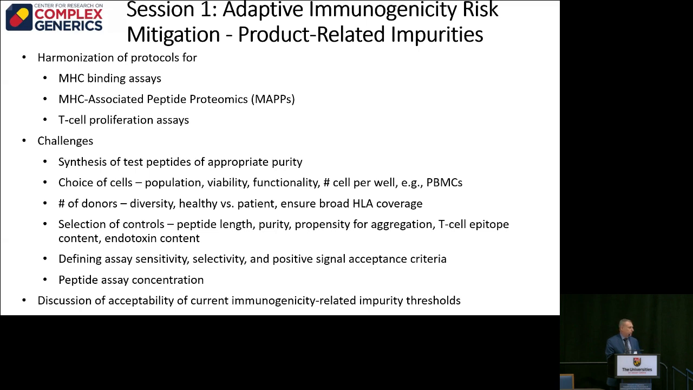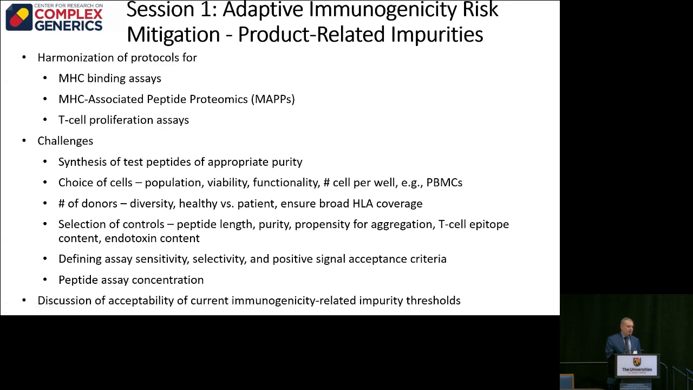In terms of the number of donors, the diversity of the donors, whether it's healthy versus patient, these were identified as factors that are important to ensure a broad HLA coverage. Selection of controls, factors that were important here were the length of the peptide, the purity, the propensity for aggregation of that peptide, T-cell epitope content, and endotoxin content.